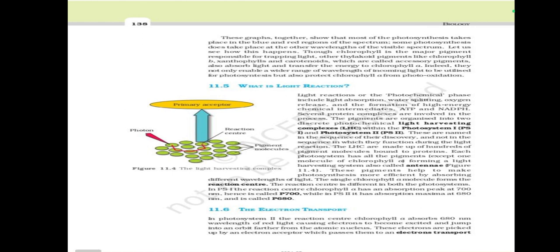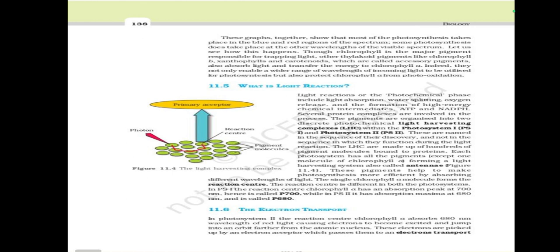The LHC, light harvesting complex, is made up of hundreds of pigment molecules bound to proteins. Each photosystem has all the pigments except one molecule of chlorophyll a, forming a light harvesting system, also called the antenna. Figure 11.4. These pigments help to make photosynthesis more efficient by absorbing different wavelengths of light. The single chlorophyll a molecule forms the reaction center.